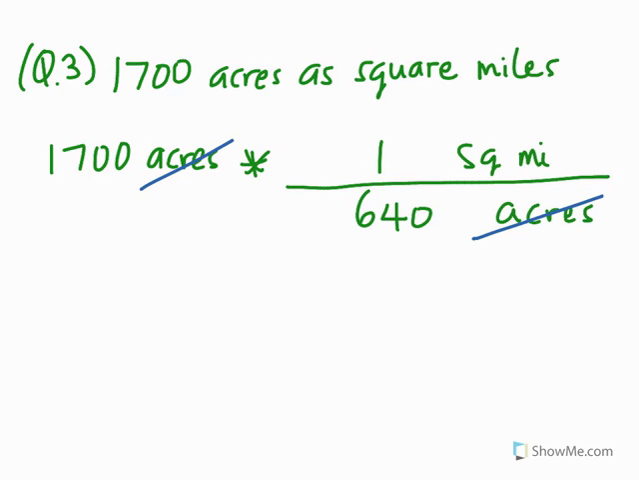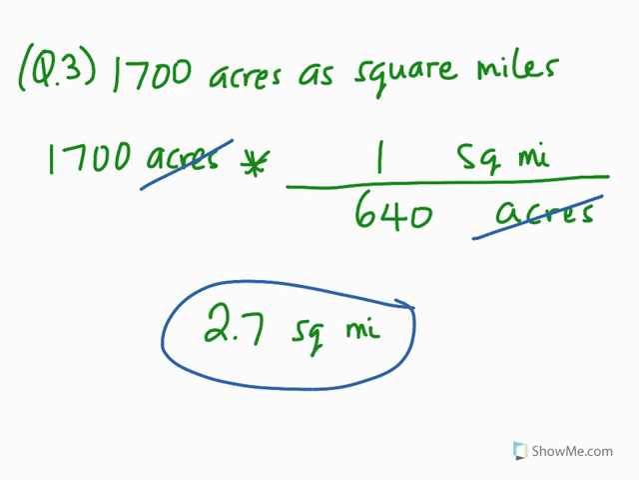Divided by 640 gives us a 2.65625. But our original quantity has 2 significant digits. So if we round our answer to 2 significant digits, we now have 2.7 square miles as our answer.